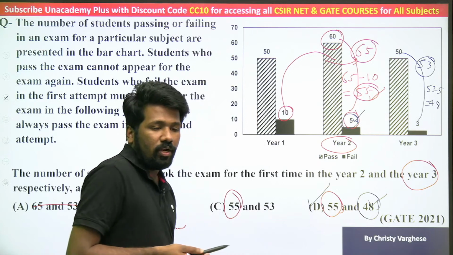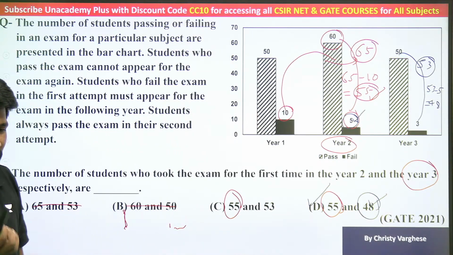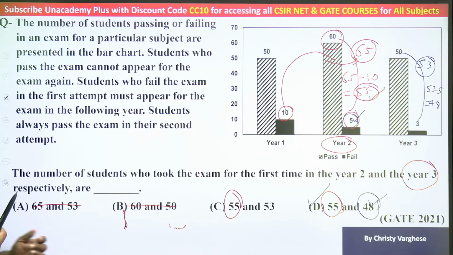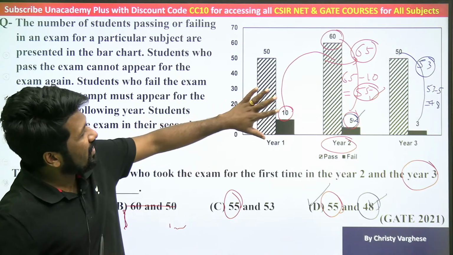Both are satisfied only in option D, so option D is the answer. A very good question, right? Simple question only. If you use the right method, it is simple only. But it makes us think. It gives us data in different ways.